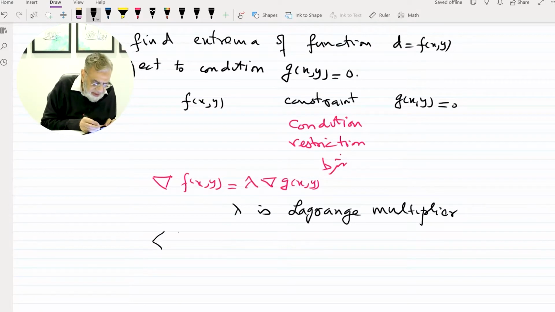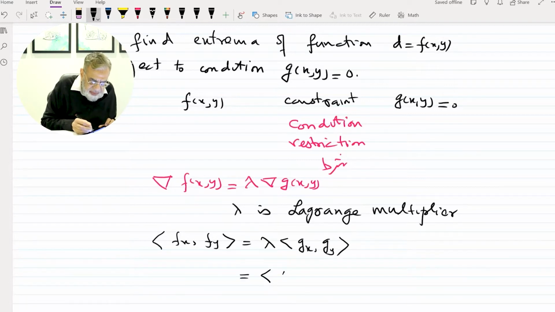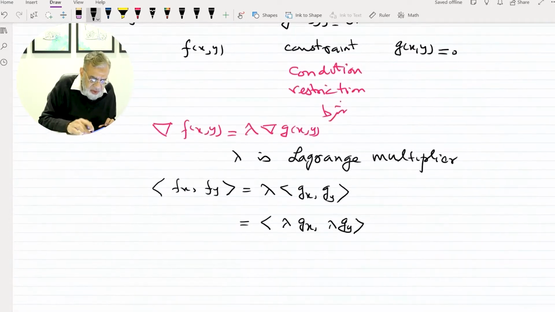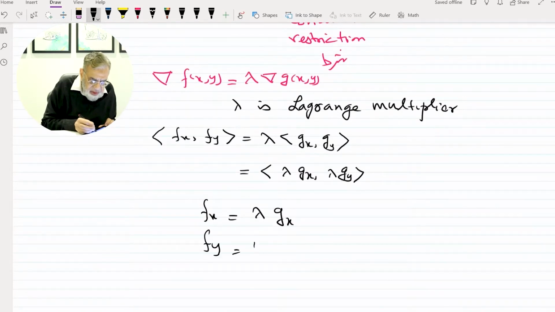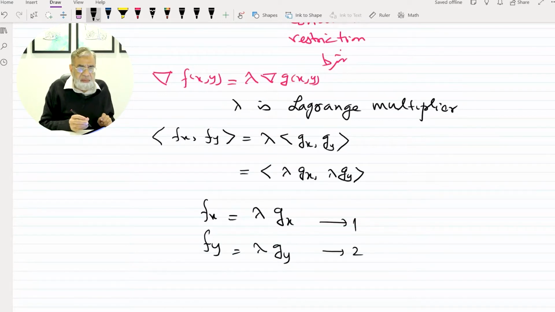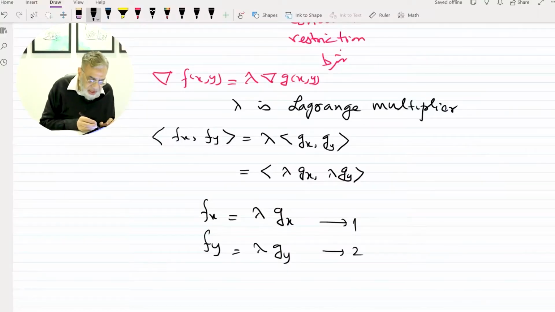We can write this gradient as (f_x, f_y) equal to lambda times the gradient of g, (g_x, g_y), and multiplying by lambda we get lambda g_x and lambda g_y. So these two are equal, so we can say f_x is equal to lambda times g_x, and f_y is equal to lambda times g_y. This is my equation 1, this is my equation 2. These must be satisfied by any values of x and y. They must also satisfy our condition, that the point must be on the curve g(x,y). So we also have a third equation, that g(x,y) must be equal to 0.